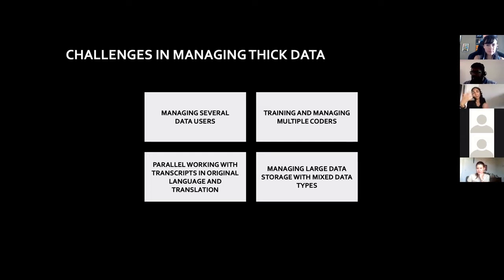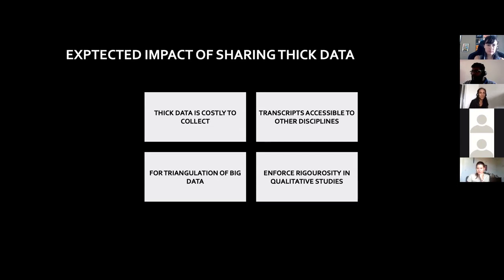And finally, as I said, we are managing large data sets: videos, audio recordings, and all kinds of mixed data, also data logs. So it becomes quite a challenge at points, compared to when it's only one type of data.